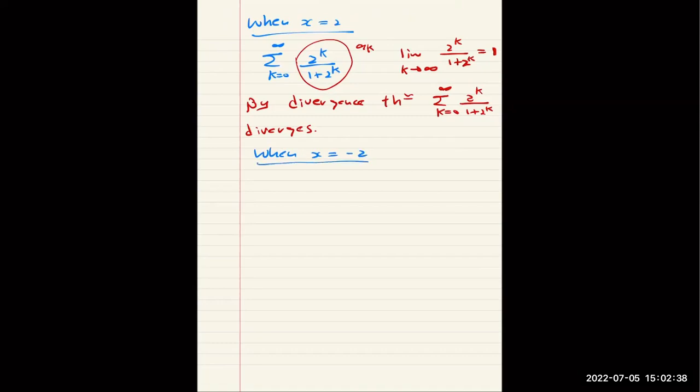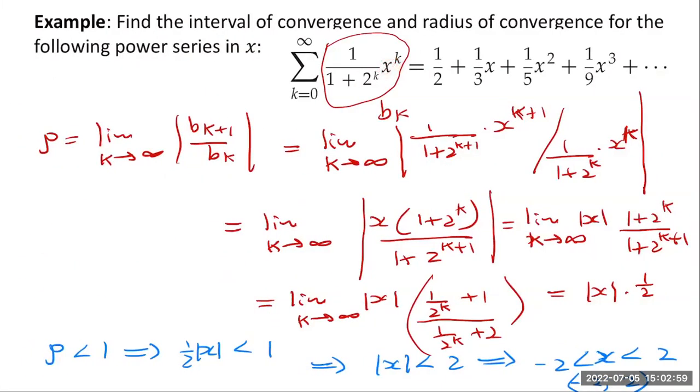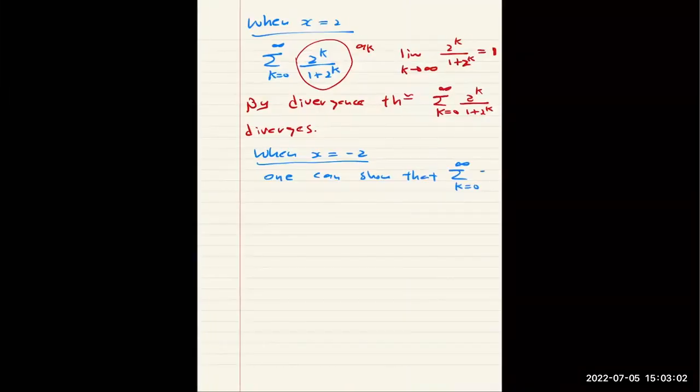Okay, here I'm not going to show the calculation. The calculation is very similar. I'll write the answer here. One can show that this series, if you plug in x is equal to minus 2 in the original power series, k goes from 0 to infinity. What happens if you put minus 2 here? It becomes minus 2 to the power k divided by 1 plus 2 to the power k. Okay, this diverges. You can show that by following a very similar argument to what we did here.